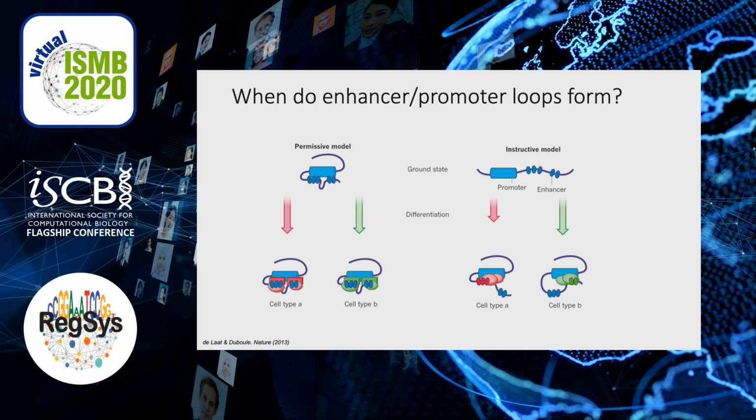Alternatively, in the instructive model, the promoter and enhancers don't contact each other early in development when the gene is off. Rather, the enhancer looping to contact the promoter is part of the molecular switch that actually turns the gene on in the first place and is a key component of transcriptional activation.